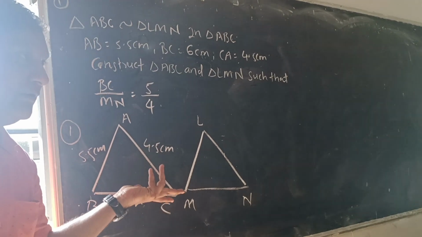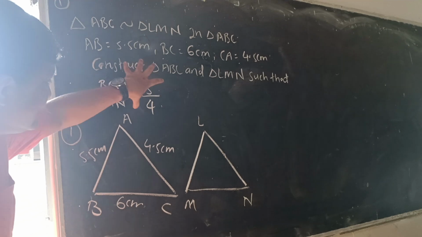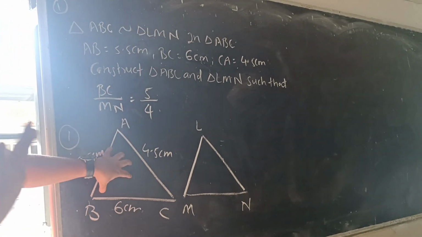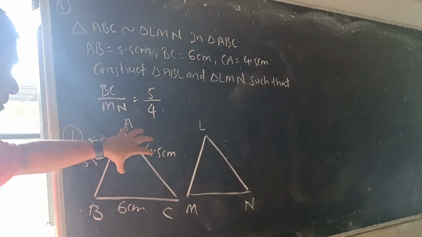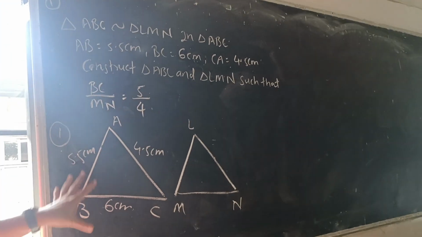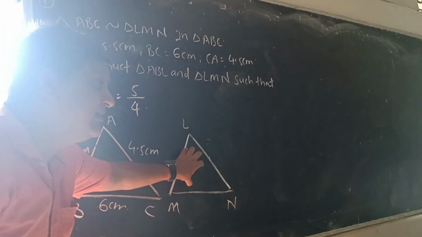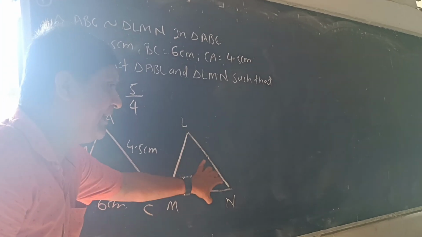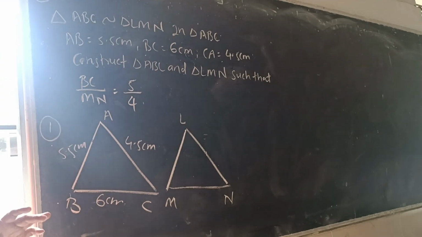Sides are not given. So by using this ratio and this value, after substitution and simplification, and the concept of similarity, you have to first find out the three sides, that is side LM, side MN and side LN, and then you draw the two triangles.